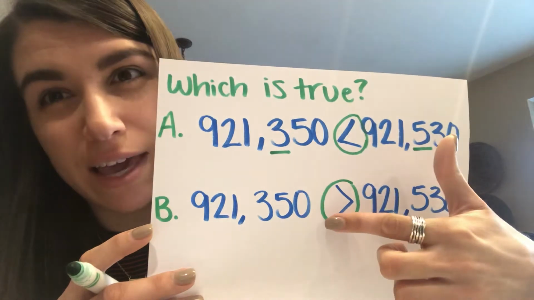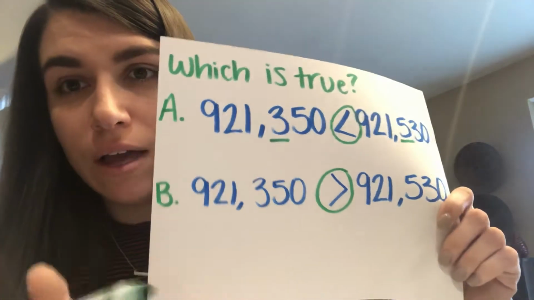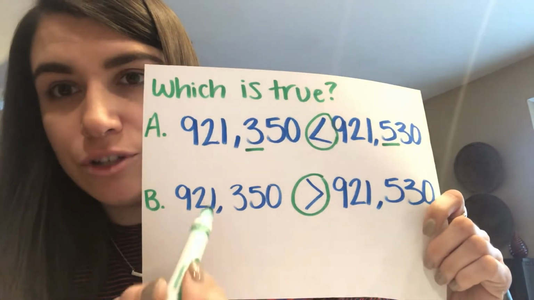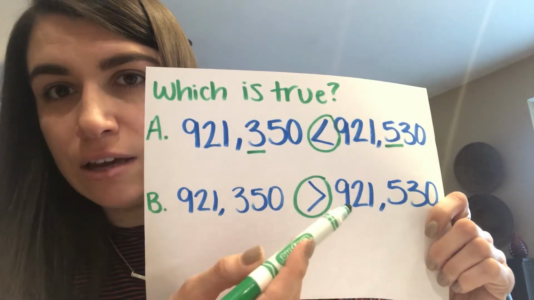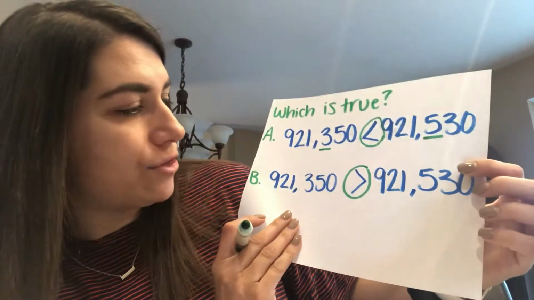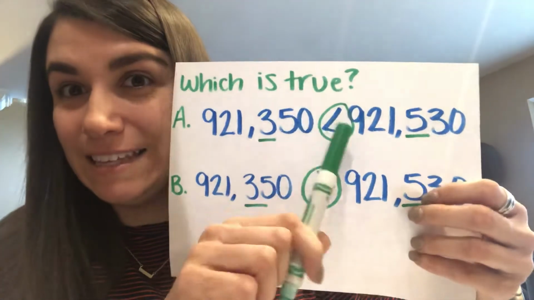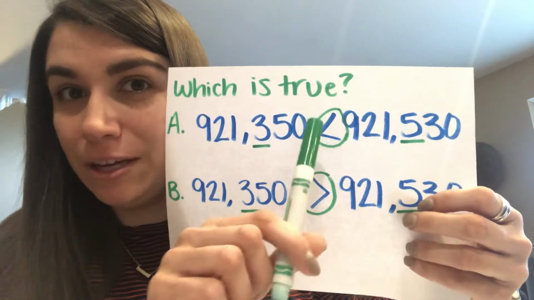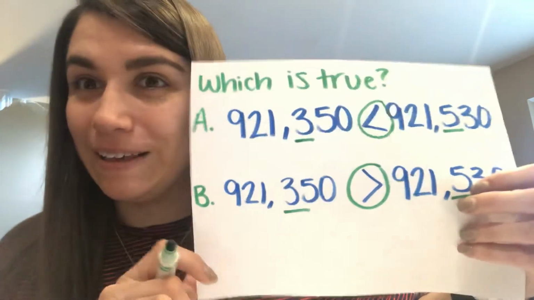So let's make sure that B is not true as well. The 9s are the same, the 2s are the same, the 1s are the same, then we have a 5 and a 3. So that means that the 5 is bigger than the 3. So this is correct because this side is bigger. We want to make sure that it's going to that side, so the alligator is eating the correct one, A. So I should circle A for that one.